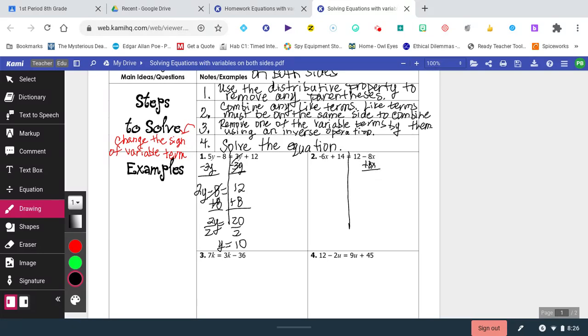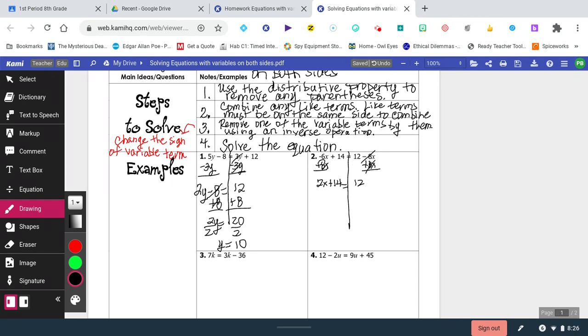Some of you may change the sign of the negative 6x. It's up to you. If you do that, you should put positive 6x. Make sure you get the same answer I do. All right, negative 6x plus 8x is 2x. So I have 2x plus 14 equals 12 because these will cancel.